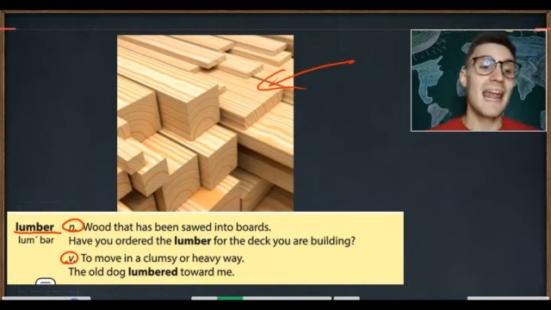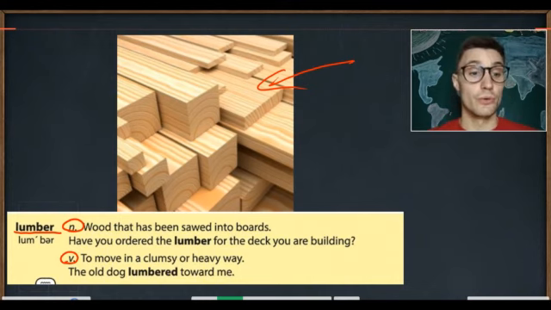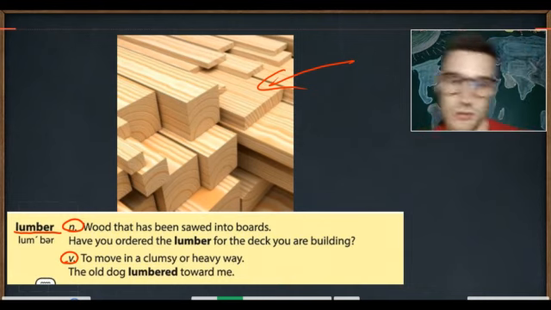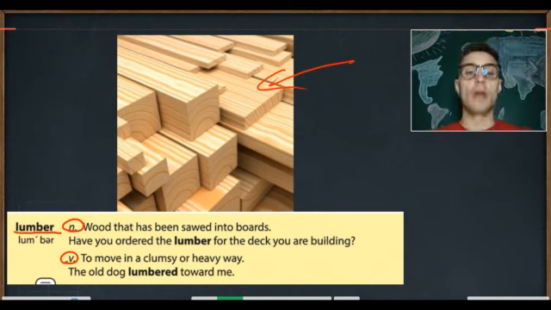The verb lumber, this is something you do. To lumber is to move in a clumsy or heavy way. The old dog lumbered toward me, to move in a clumsy or heavy way.